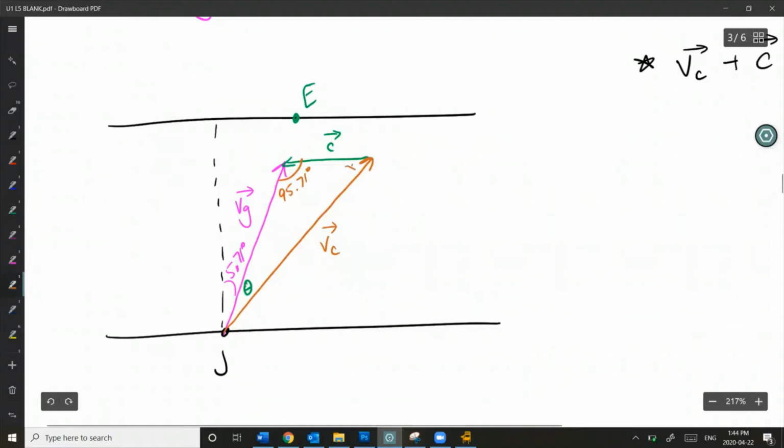So I'm going to call that theta, and maybe we'll call that x. Actually, I'm going to do that in pink. There we go.